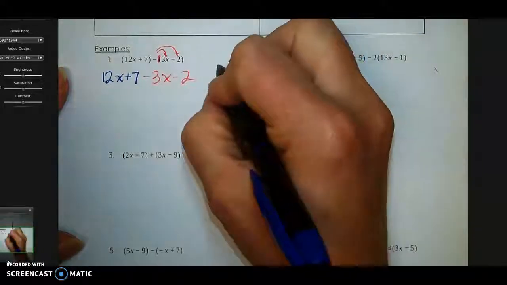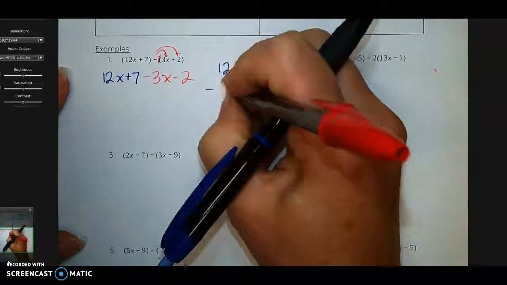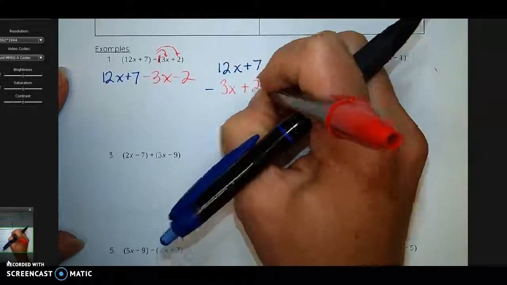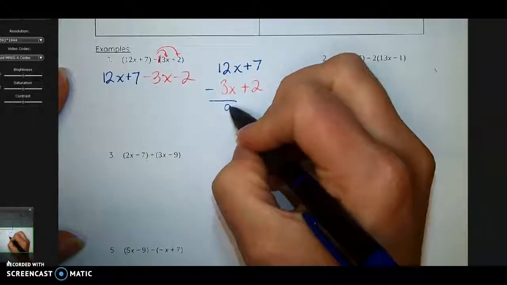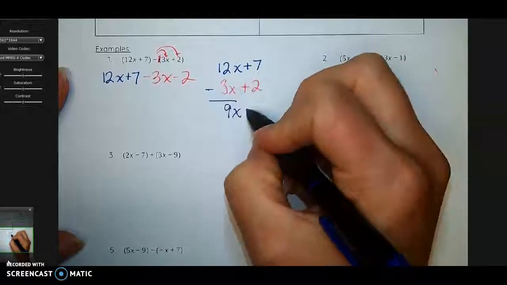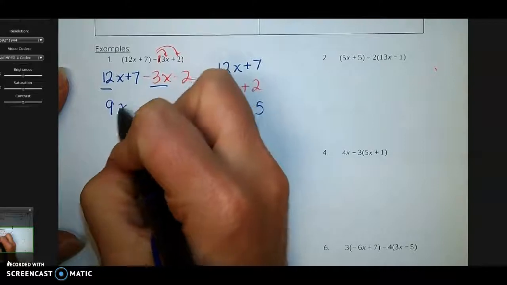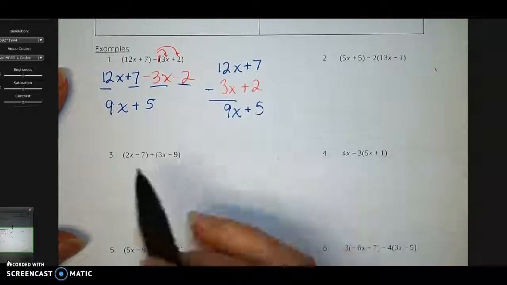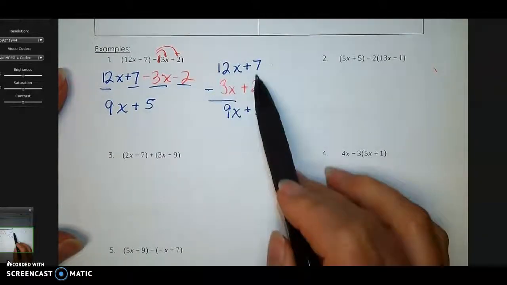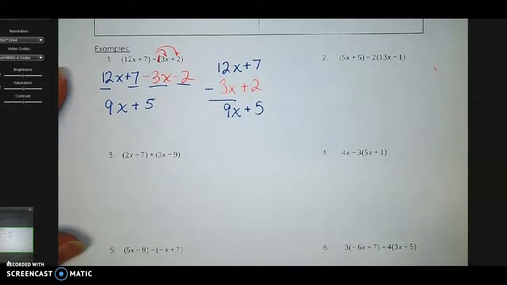You might also see people write it and take it like this, and then think to themselves 12x minus 3x, and 7 minus 2, which is the same thing that we're going to get there. So you can think of it as this distribution. You can also put it vertically with the two expressions like that. However your brain works, doesn't bother me at all, as long as it worked for you and you're getting the right answer.